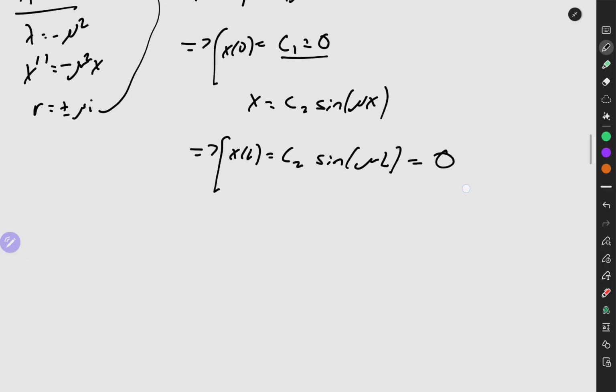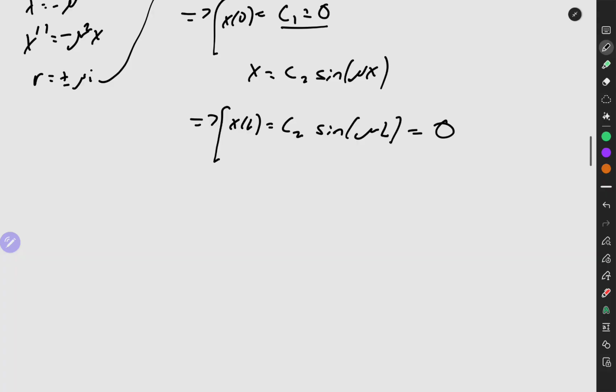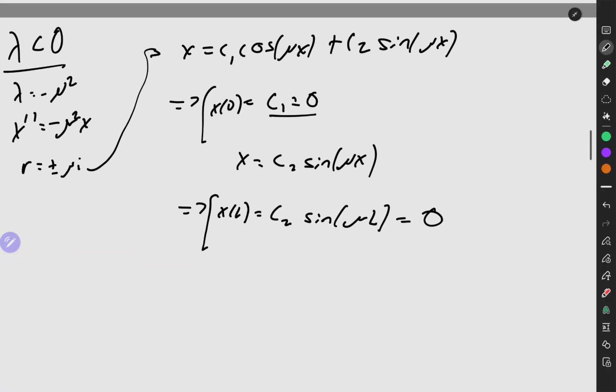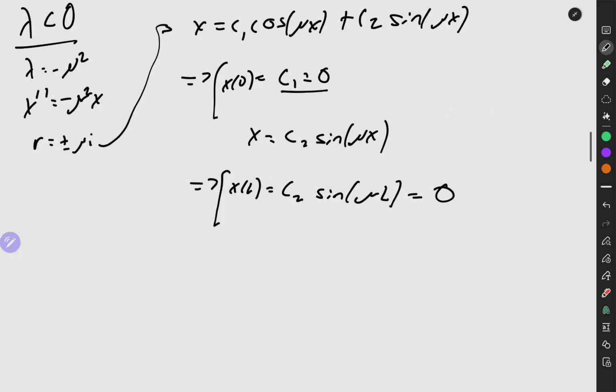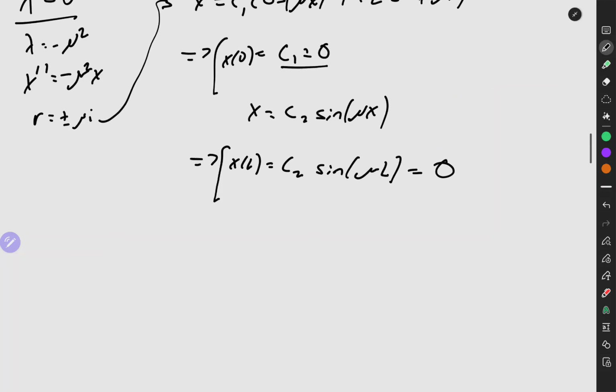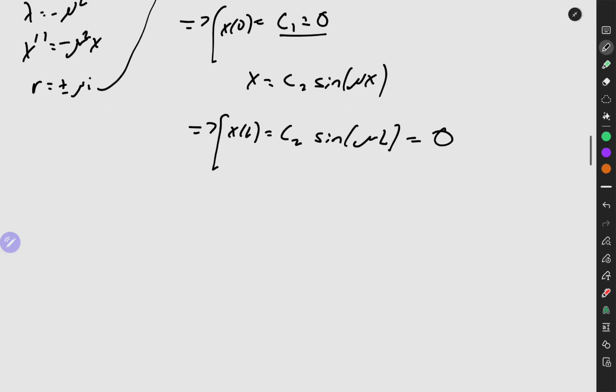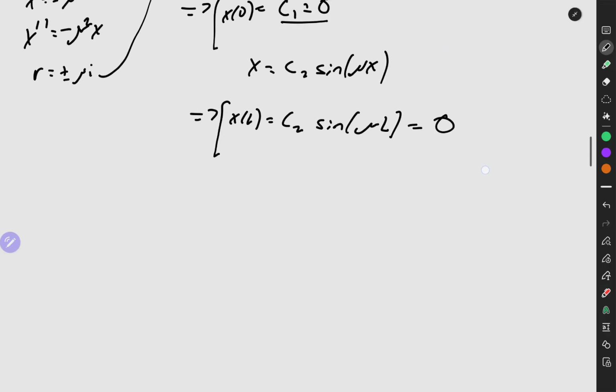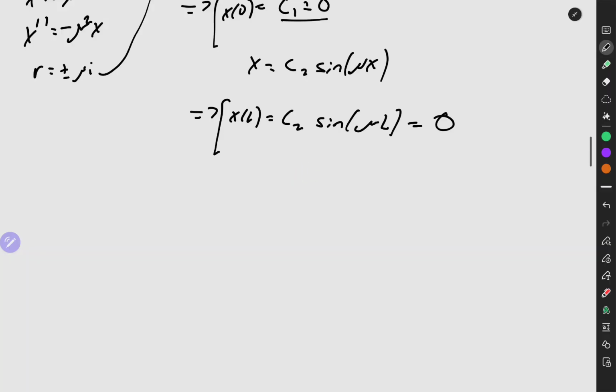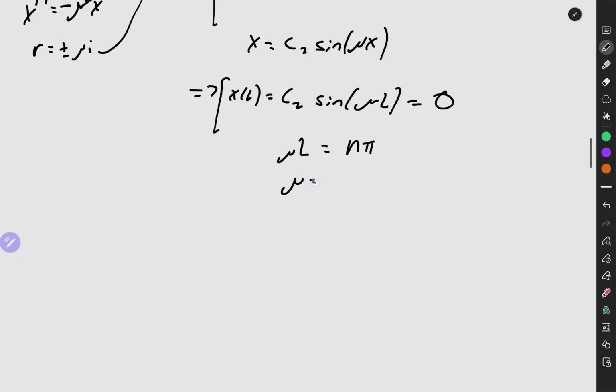Now, this is obviously non-trivial because mu is going to be non-zero, meaning that C2 can be, excuse me, well, alright, well, in order for sine of mu L to be 0, mu L has to be n pi. So then we can set mu as being n pi over L.